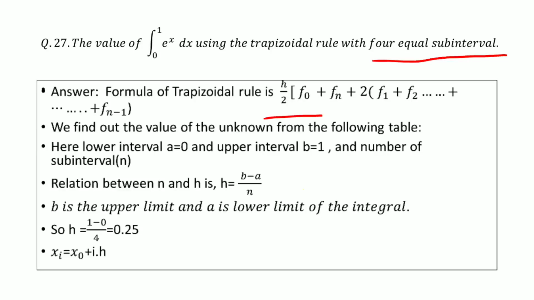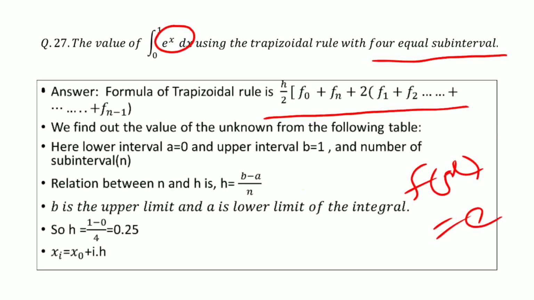The formula of trapezoidal rule is h by 2 into f0 plus fn plus 2 into f1 plus f2 plus dot dot dot fn minus 1. Now what is our function? Our required function is given in the question paper, e to the power x. That is, we have to put fx equal to e to the power x. So f0 is the initial value of the function, fn is the final value of the function, and f1, f2 dot dot dot fn minus 1 are our remaining values of the function.